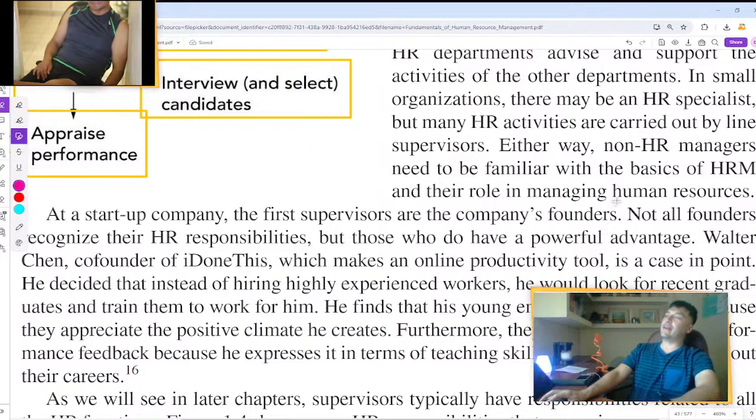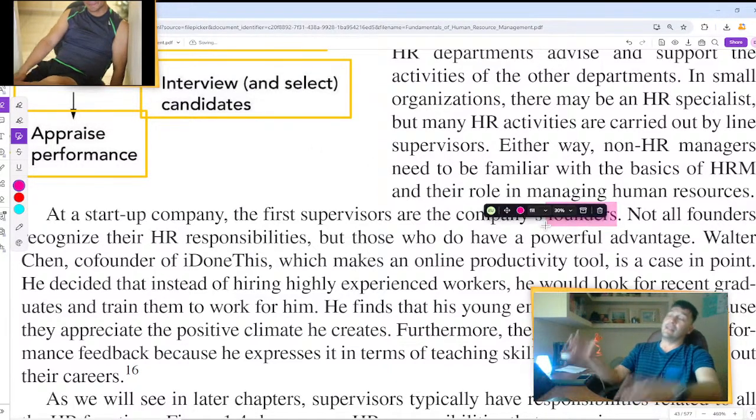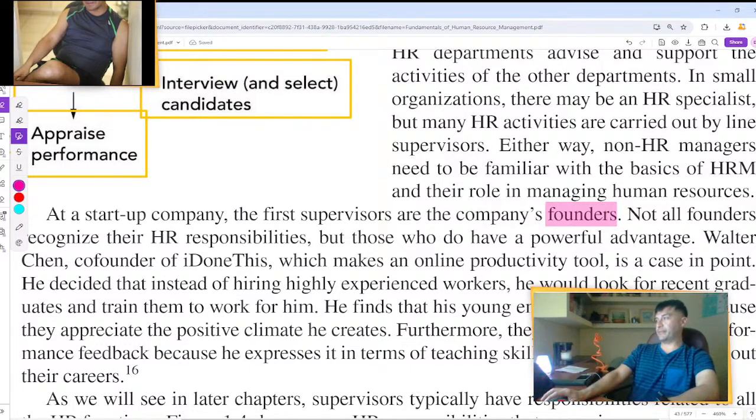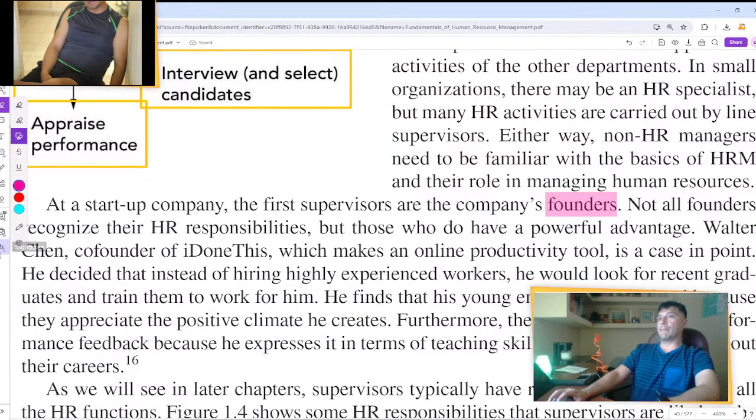Yeah, it happens all the time. And they work with the human resources. Yes, and they do everything. Taxes. They want to be in everything. Not all founders recognize their HR responsibilities. Yes, it happens a lot.